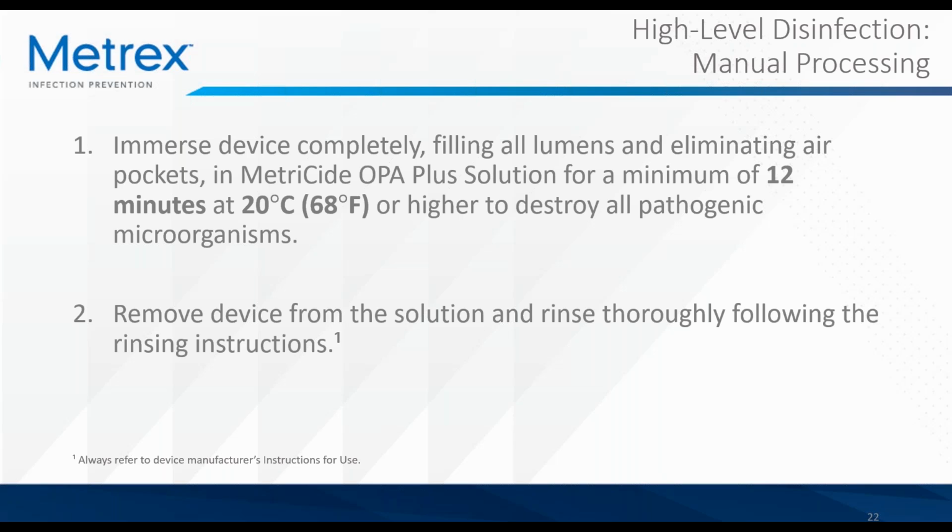For manual processing, you'll need to immerse the device completely, eliminate any air pockets by filling all the lumens, and keep the device submerged for a minimum of 12 minutes at 20 degrees Celsius or 68 degrees Fahrenheit. Once high-level disinfection is achieved, you'll remove the device from the solution and rinse thoroughly in accordance with the device manufacturer's instructions for use.